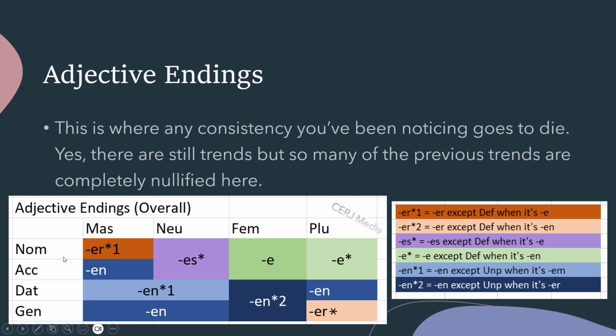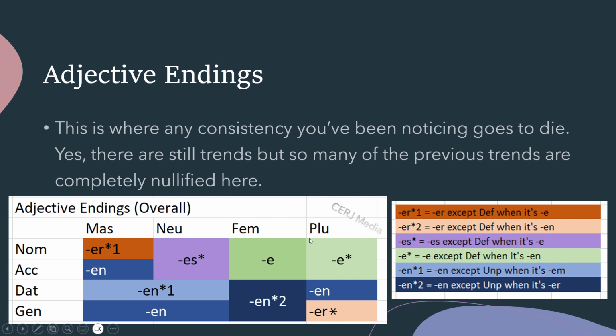This means we're talking definite, indefinite, and unpreceded. This is the overall chart. So here, for example, we have ER star 1 for masculine nominative. That means that it is ER except in the definite adjective ending where it is just E, or EN star 1 where it is EN except for the unpreceded where it is EM. So most of these are EN.